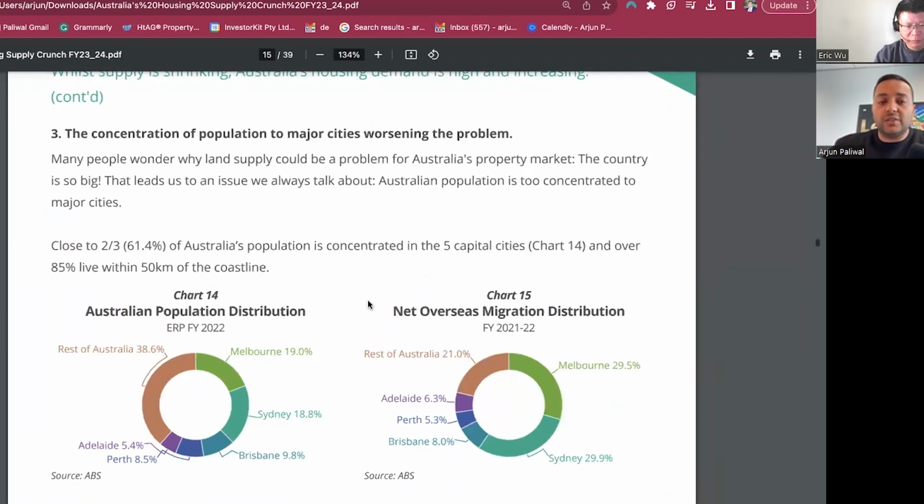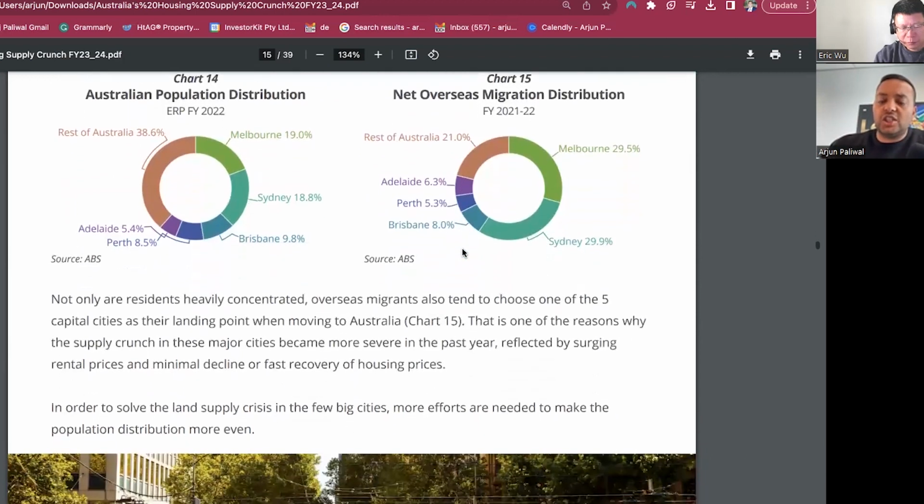So this was interesting. 61.4% of Australia's population is concentrated in the 5 capital cities. 85% live within 50 kilometers of the coastline. So obviously we're very popular for our coastlines, and the water systems and the infrastructure are set up in that way too. But we really don't have any game-changing internal infrastructure to connect cities. Only now we're starting to see some motorways.